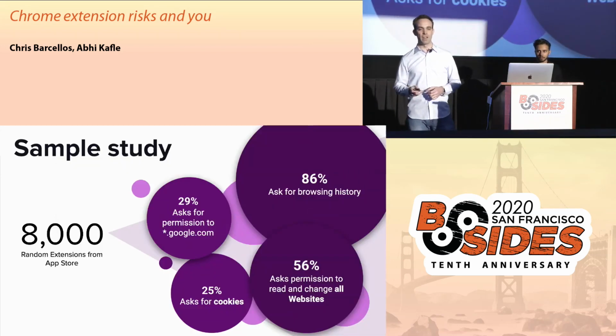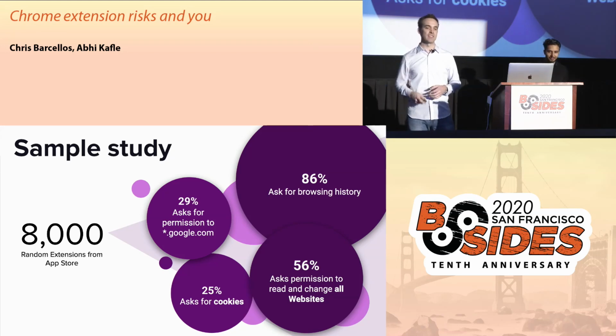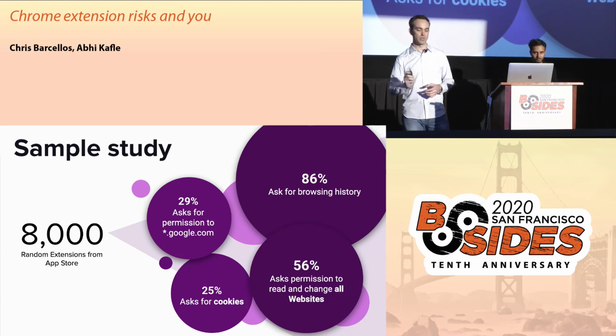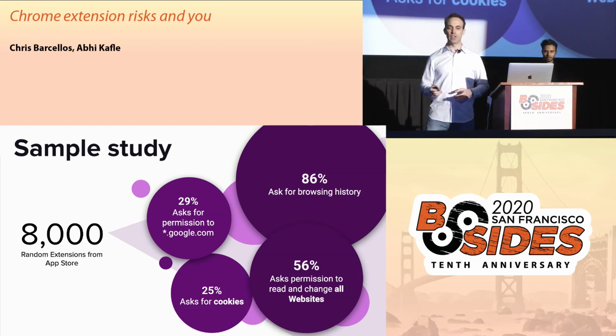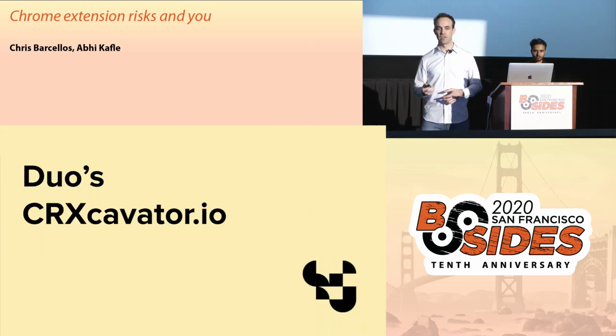We did a very unscientific sample study of the Chrome Web Store. We could have written a scraper, but we thought we might hit some rate limits. So instead, we just went to the Chrome Web Store page, scrolled down for about 2 minutes, and then parsed the page for extension IDs. We got about 8,000 IDs, and then we ran those against the CR Excavator report tool, which we'll talk about in a second. And this is the breakdown of what those 8,000 extensions requested. So some concerning things there.